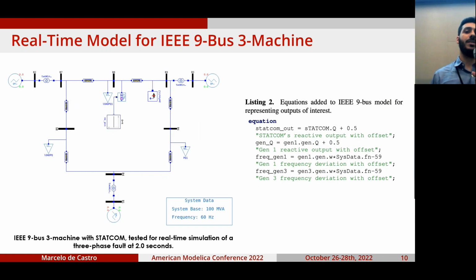And the second system here is the IEEE 9-bus 3-machine system. It's slightly larger than the previous system that I showed you. So it has 476 DAEs, 29% larger. And it's also simulated for 20 seconds, and there is also a fault applied at 2 seconds. And the outputs here are implemented as shown in listing 2. Once again, we actually have some displacements just because of the negative voltage issue with the I/O board.